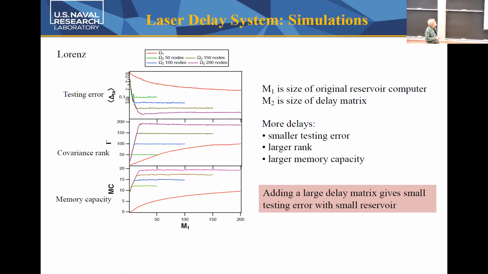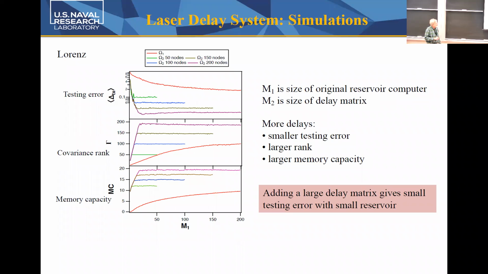and create a time-shifted matrix. So this is the number of nodes in my laser reservoir. These are the three capacities: testing error, covariance rank, or memory capacity. This red line up here is the actual error for the laser reservoir with M1 nodes. So it decreases as I get more nodes. These lines are for my delay matrix with 50, 100, 150, or 200 nodes.